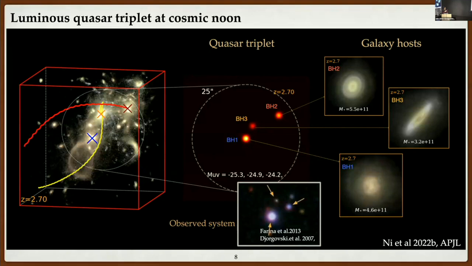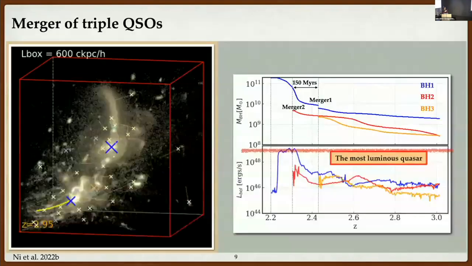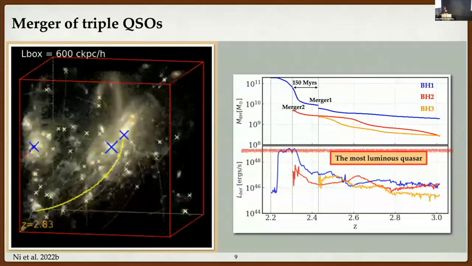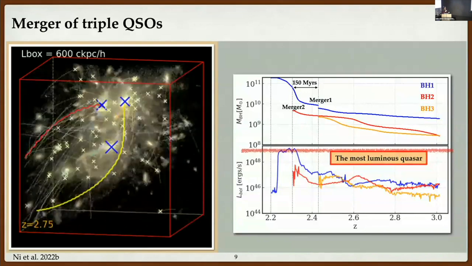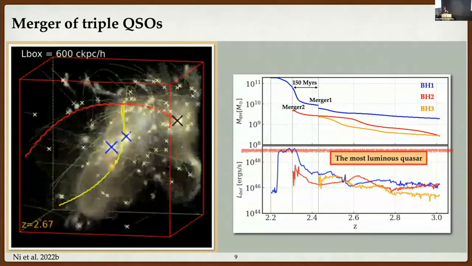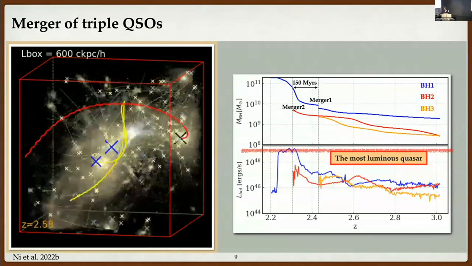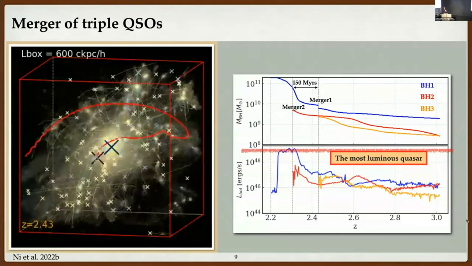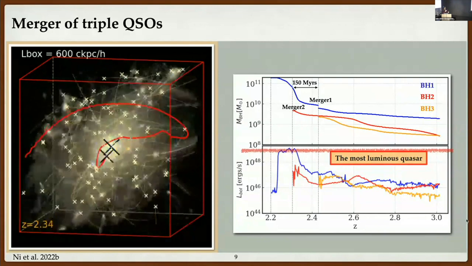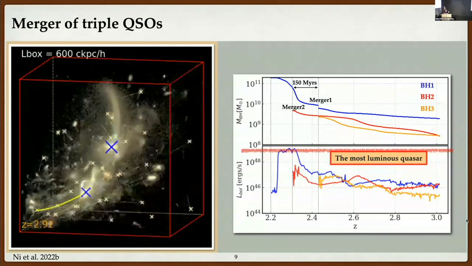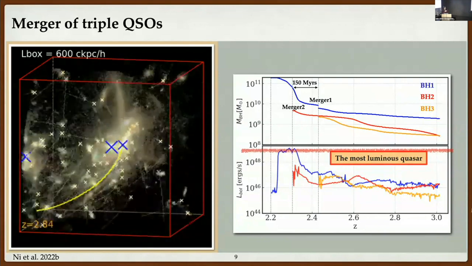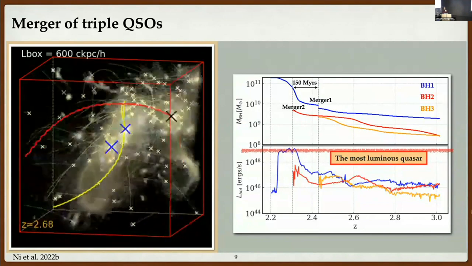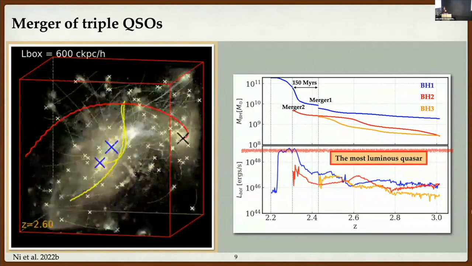What happens to these systems is really interesting: these very bright quasar triplet systems undergo very violent merger events with each other within a very short period of time. On the right, we're seeing the evolution of the black hole mass and the bolometric luminosity of those three black holes and their mergers. The black holes merge with each other within only a 150 mega-year period.